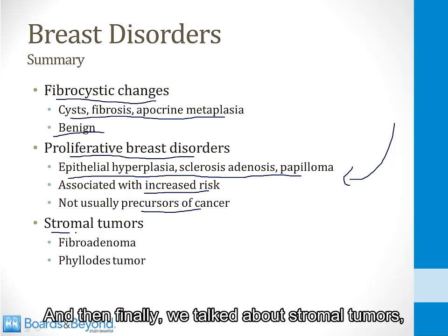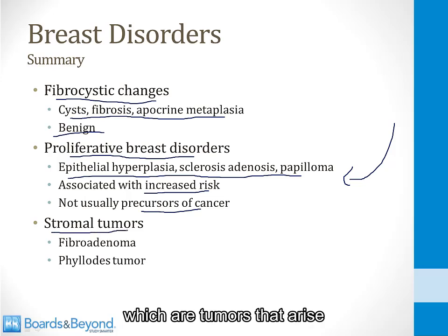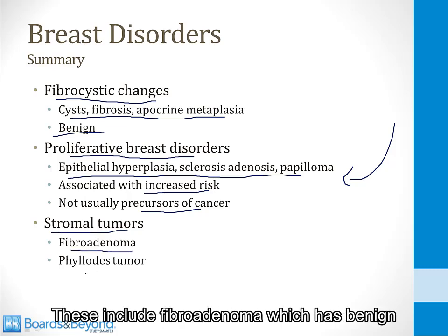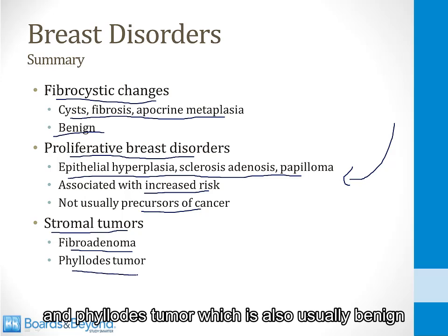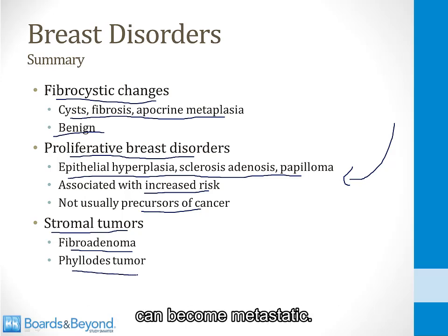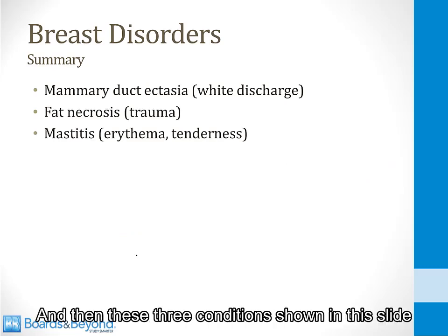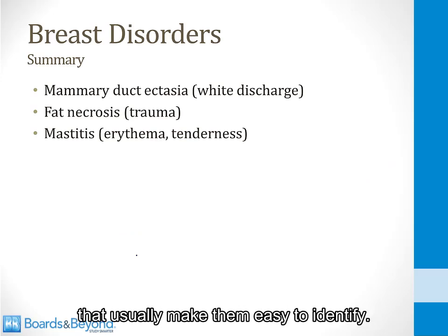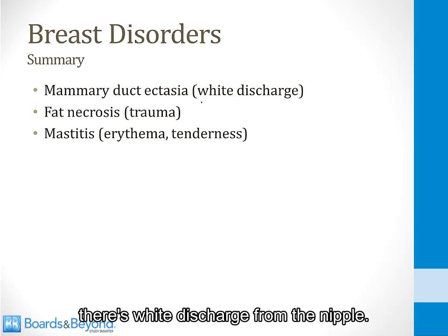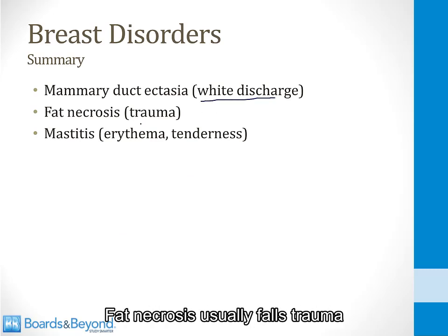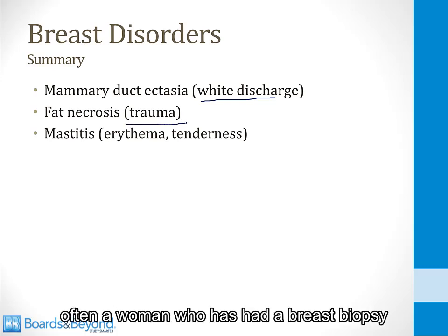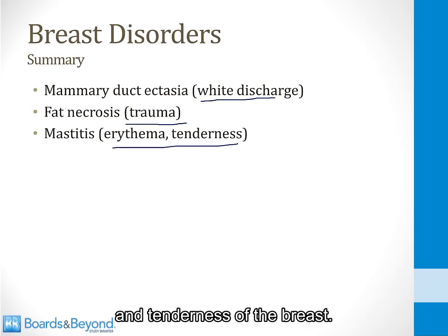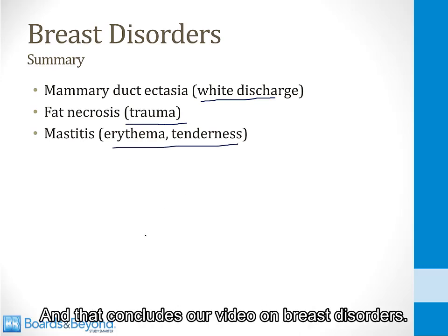And then finally, we talked about stromal tumors, which are tumors that arise from the stromal tissue in the lobules. These include fibroadenoma, which is benign, and phyllodes tumor, which is also usually benign, but in a small percentage of cases can become metastatic. And then these three conditions shown on this slide are all inflammatory, and they all have specific clinical features that usually make them easy to identify. So in mammary duct ectasia, there is white discharge from the nipple. Fat necrosis usually follows trauma, often a woman who has had a breast biopsy or breast surgery, and mastitis presents with erythema and tenderness of the breast. And that concludes our video on breast disorders.